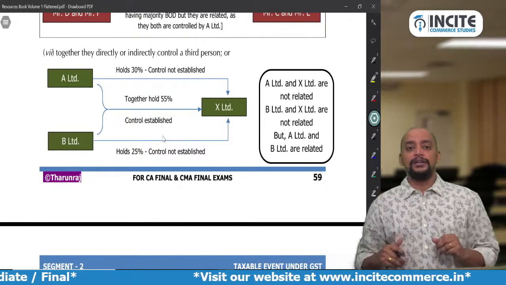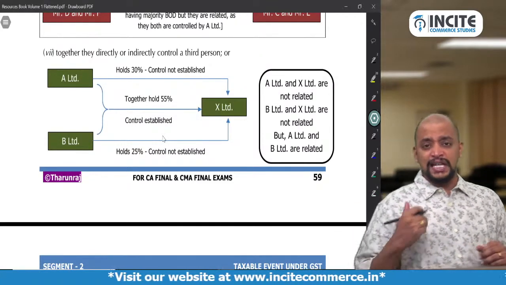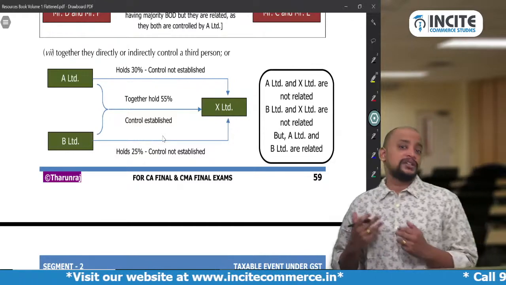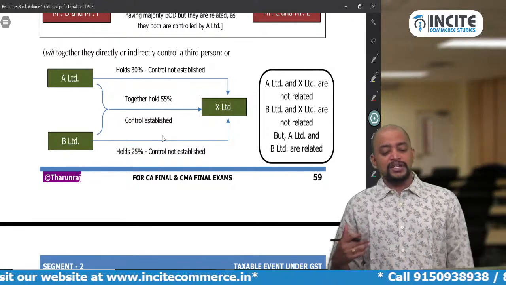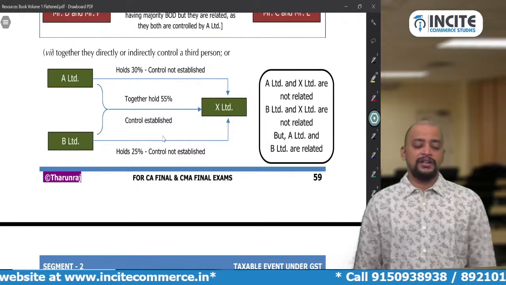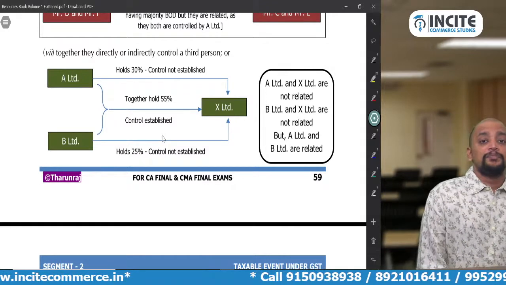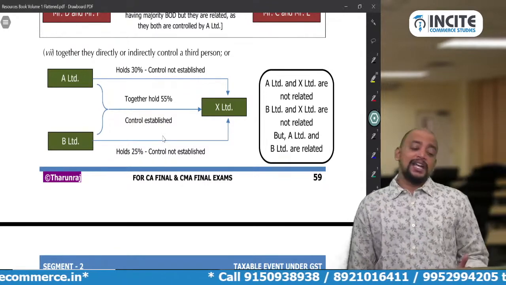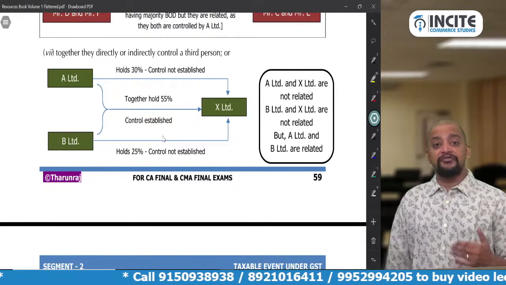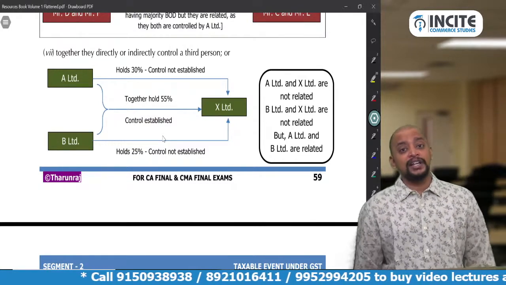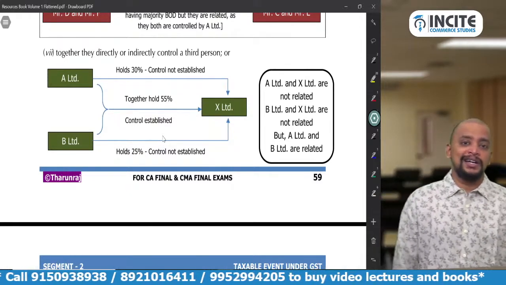For example, A Limited has invested 30% in X Limited. Is A Limited controlling X Limited? No. A Limited is not controlling X Limited. Same way, B Limited holds 25% in X Limited. Whether B Limited is controlling X Limited? No. But together, if you add A Limited and B Limited, 30 and 25, 55%, so therefore together they control X Limited. So therefore it will be treated as related.